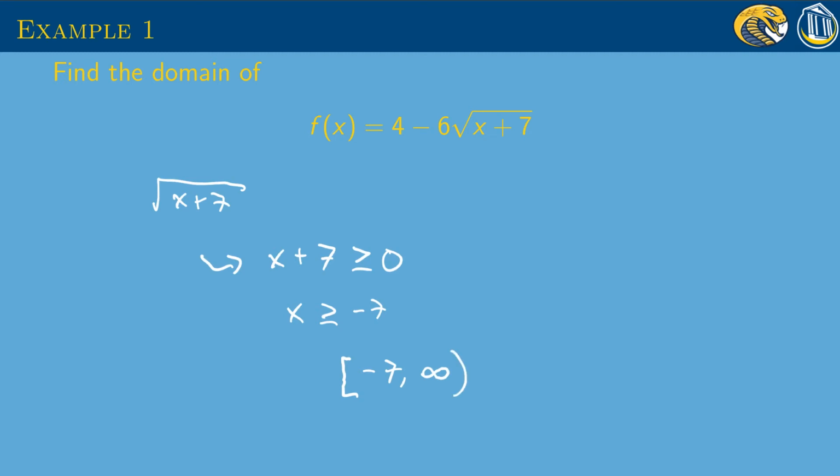So we can plug in negative 7, negative 6, negative 5, all the way up to 0, any positive number, but nothing below negative 7. If we plug in negative 7.1 or negative 8 or negative 10, this function is undefined.